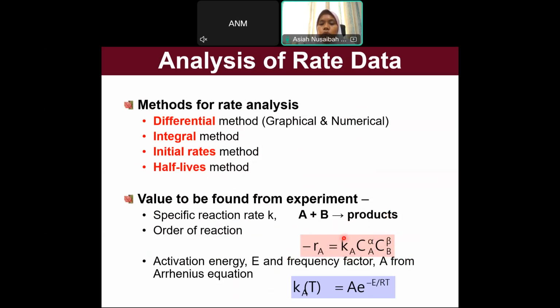Aside from that, we will also learn how to find K by knowing the activation energy and the frequency factor from the Arrhenius equation.